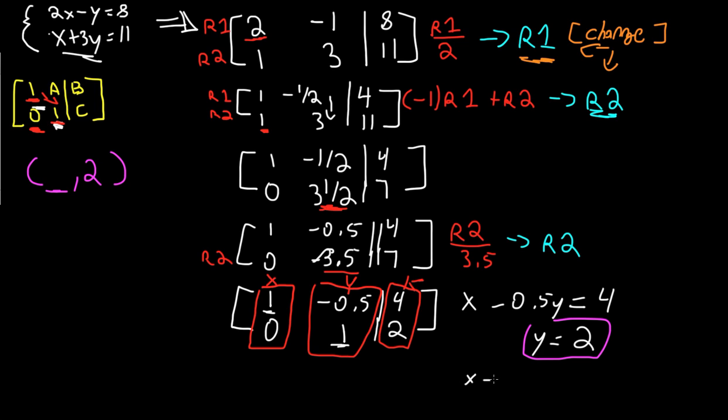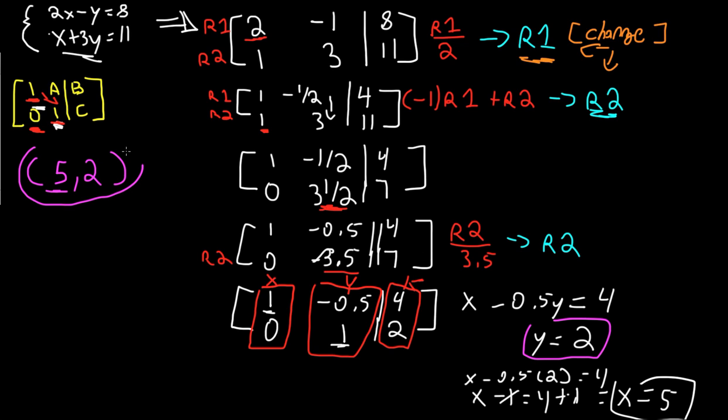So let's do that. x minus 0.5 times 2 equals 4. What's negative half times 2? Half of negative 2. It's 1, but it's negative. Remember this negative sign. So x minus 1 equals 4. Combine like terms. We're going to add 1 to both sides. So x equals 4 plus 1. Therefore, x equals 5. There you go. So let's write our answer over here.